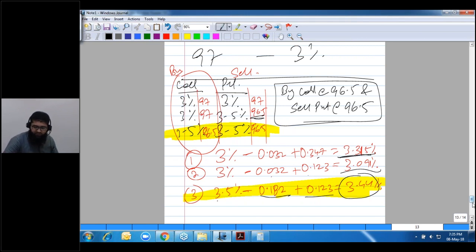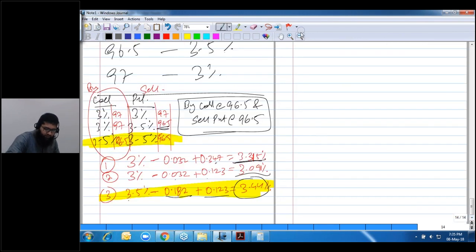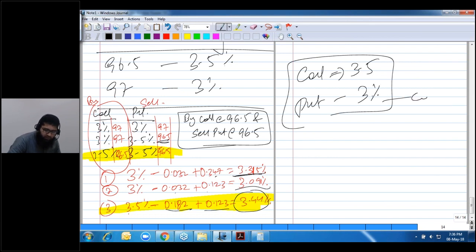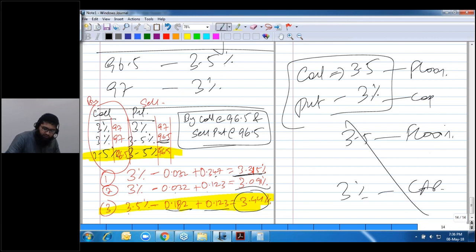Okay, there is a student who is asking a question: why did you not create a combination where you went for a call of 3.5 and a put of 3%? Now let's please try to understand. Put means cap, call means floor. How is it possible that I have a floor at 3.5% and a cap at 3%? It is impossible. The cap and floor would be at the same rate, or the cap is at a higher rate and the floor is at a lower rate.